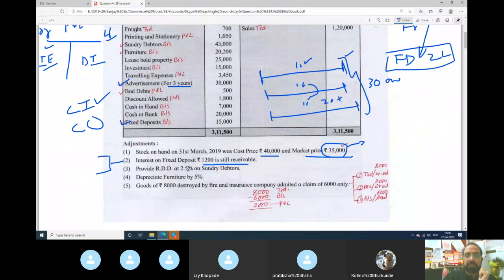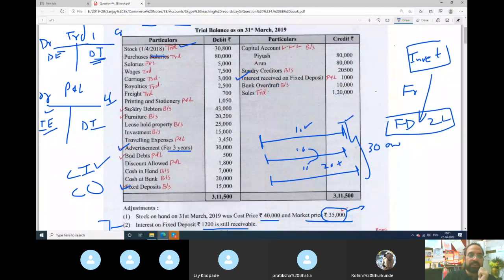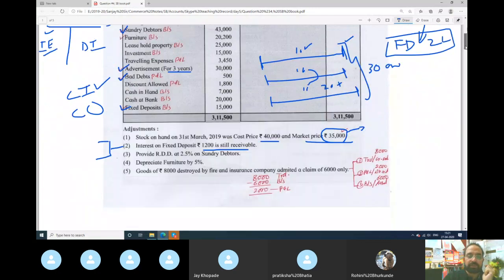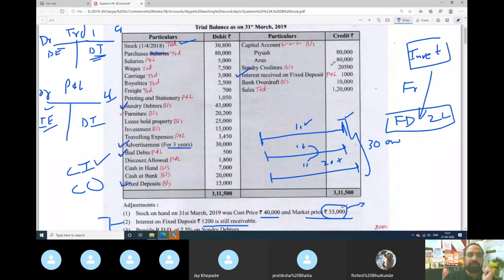Provide RDD 2% on sundry debtors. RDD means reserve for doubtful debts. So first sundry debtors, where is sundry debtors? We will take here. And RDD we always add to bad debts. So we will take bad debts also. Next guys. Depreciate furniture. So we will tick mark furniture.